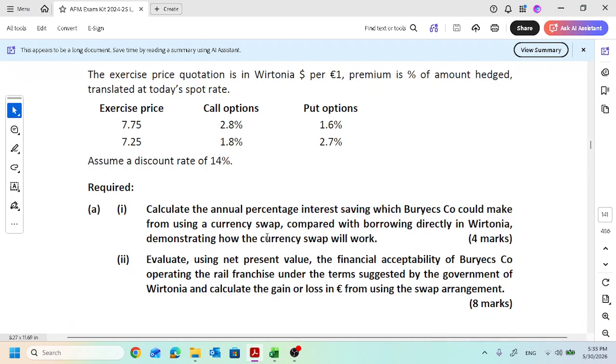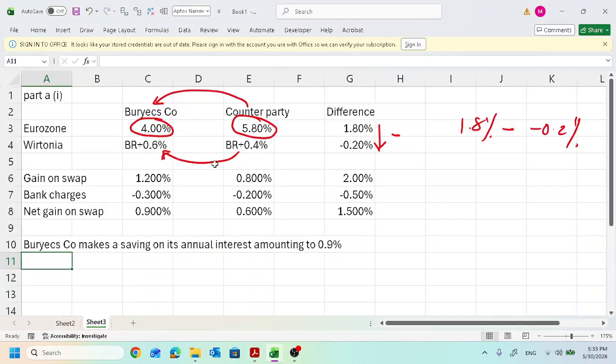Then, demonstrating how the currency swap will work. So, how this currency swap will work, for you to understand. Now, you have B company, counterparty. Look at these differences. 1.8, 0.2. I'm just giving you the steps to answer the question. 1.8 is the bigger difference. Who has that loan cheaper? The Eurozone loan has the biggest difference. B company has it cheaper.